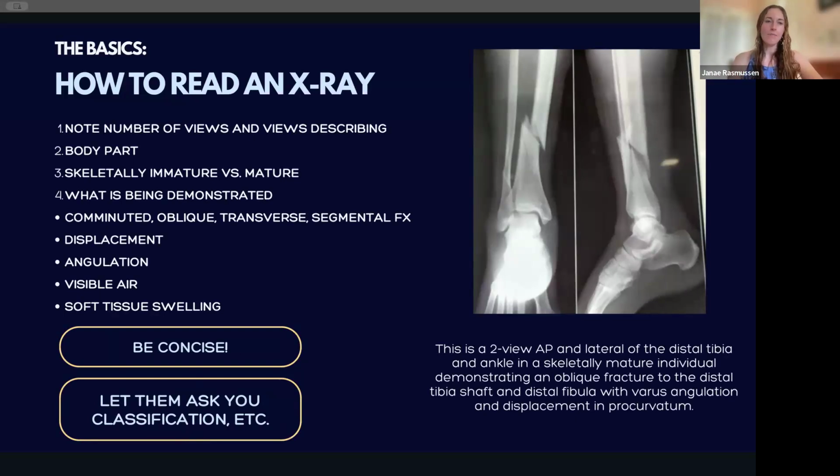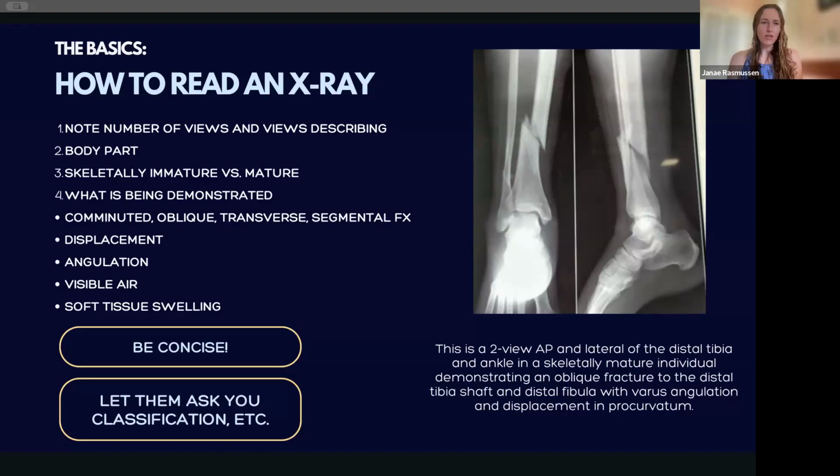So this is kind of the stepwise guide. The first thing is you want to note the number of views and what the views are describing. Then you want to know, what is the body part? You want to note, is it skeletally immature, meaning a kid, meaning open physes or growth plates, or is it a mature patient? And then ultimately, what is being demonstrated?